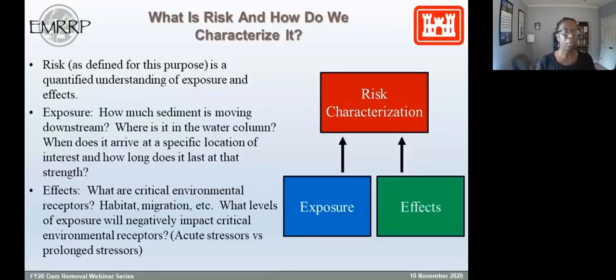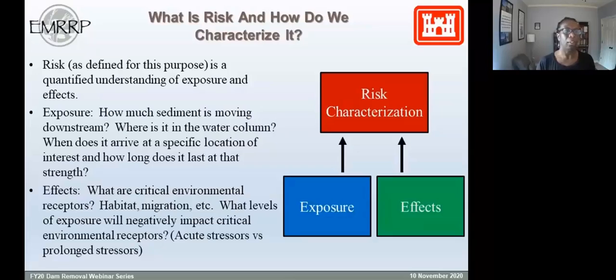And what I mean by exposure is focused primarily on the sediment. Where is it moving downstream? When does it get there? Where is it exactly in the water column? How long does it take to arrive, and how long will it be at a specific location at a specific strength?